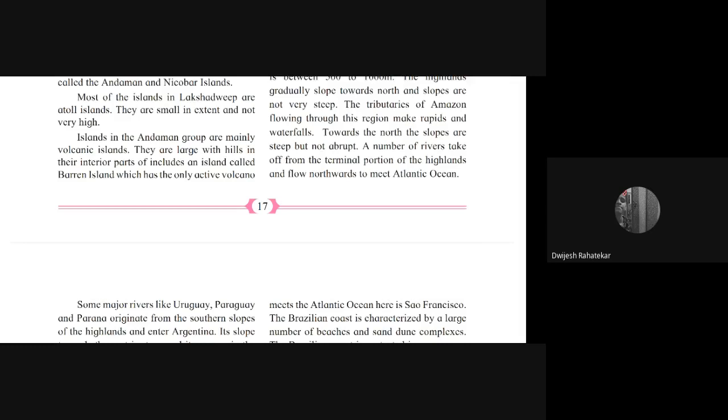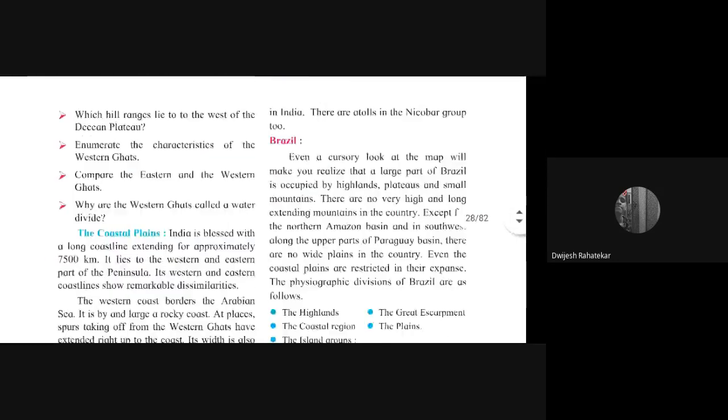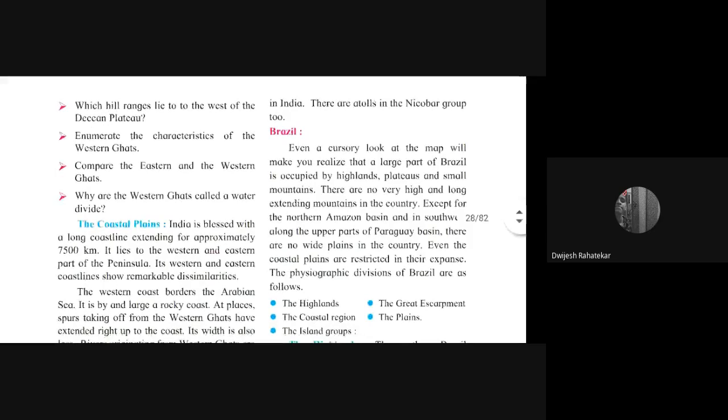So basically in Andaman group, not in the Nicobar, there are mountains and hills present in the interior part, and in that there is one active volcano. Active volcano means the volcano that can erupt at any time. So that's why it is called an active volcano. In India there are atolls in the Nicobar groups too.